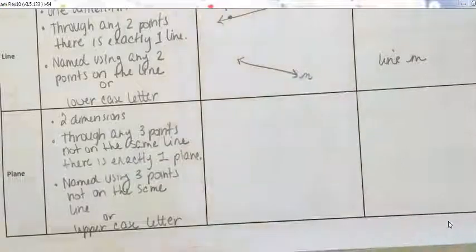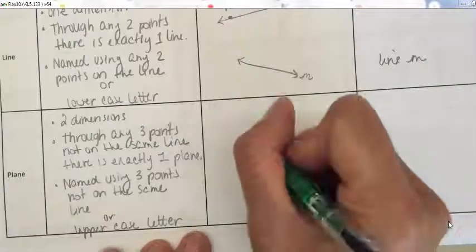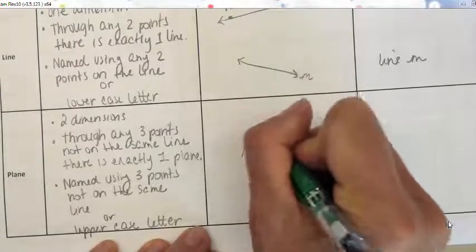Okay, so a plane, we usually use a thing called a parallelogram. It's like a rectangle tipped over a little bit, so it doesn't necessarily have 90-degree angles. So it usually looks something like this.